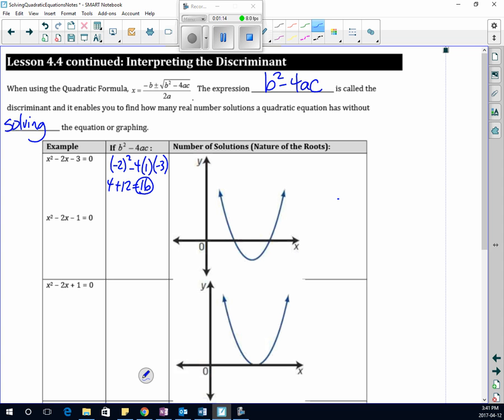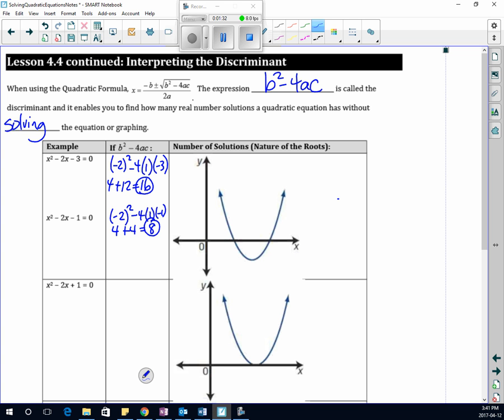The next one is b squared. So that would be negative 2 squared minus 4 times 1 times negative 1. So then we'll get 4 plus 4, which is 8.